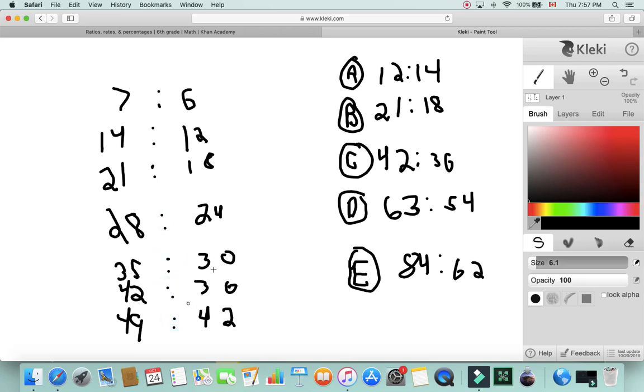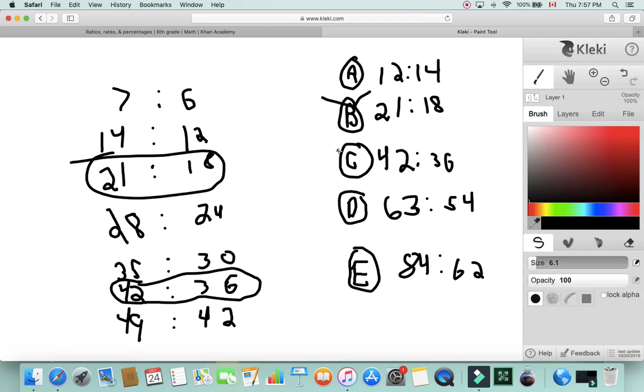Now what you would notice is there's 21 and 18 right here. So I'll check that. This one works too, and another one works. So what you basically do is look at the first number. Is it divisible by 7? If it's not, then the answer's wrong. If it is, go to the second number. Is that divisible by 6?